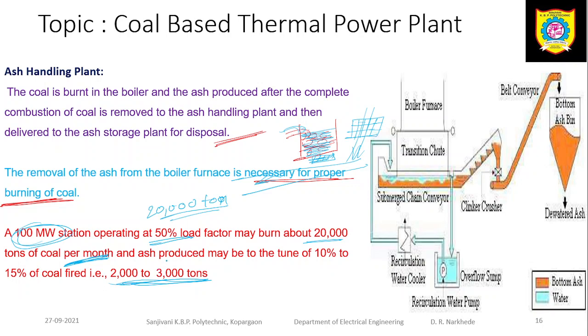Nowadays this ash can be used for making bricks and a number of other purposes also. Okay, so this is the belt conveyor, bottom ash beam, dewater ash. Then we are going to collect the ash at the bottom of this boiler furnace. This ash is going to be carried with the help of a conveyor system through these clinker crushers. Then we are going to collect it into this one, and then we are going to release it. Through this ash we are also going to pass water, so that the temperature of that ash is reduced as it is released over here.